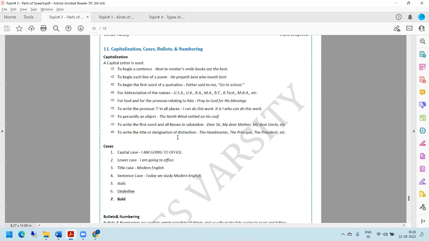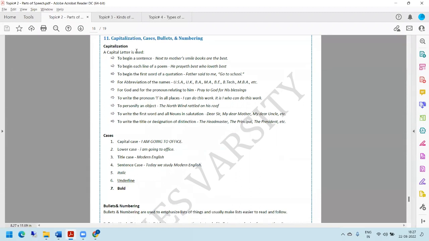To write the title or designation of distinction, for example, the headmaster should be with capital H. The principal should be with capital P. The president should be with capital P. When you start reading newspapers or books, watching news, you must observe where the capital is used, where small is used, where the quotation marks are used, what is the logic behind it. The logic or concept is being explained here. This is about capitalizing, using the capital letter.